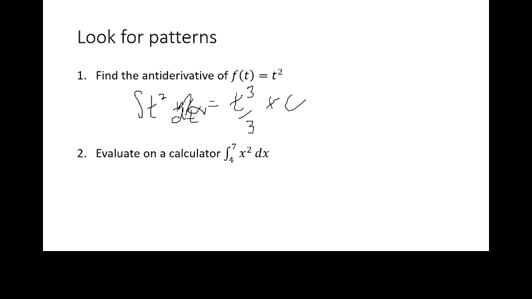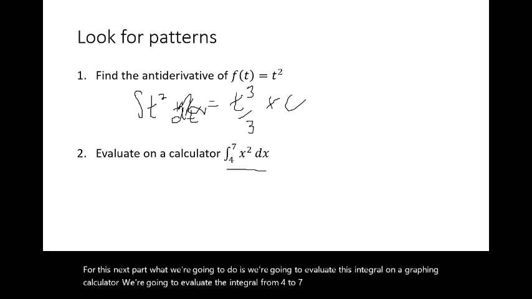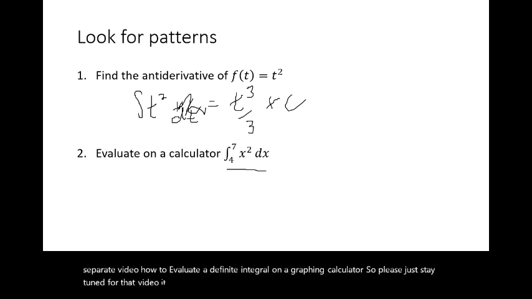For this next part, we are going to evaluate this integral on a graphing calculator. We're going to evaluate the integral from 4 to 7 of x squared dx. Because it's hard for me to switch back and forth and keep the recording going, I am going to upload a separate video on how to evaluate a definite integral on a graphing calculator. Please stay tuned for that video. It will be in the same playlist as this video lecture. Go watch that video to learn how to evaluate this on a graphing calculator. But evaluated on a graphing calculator, you get 93.